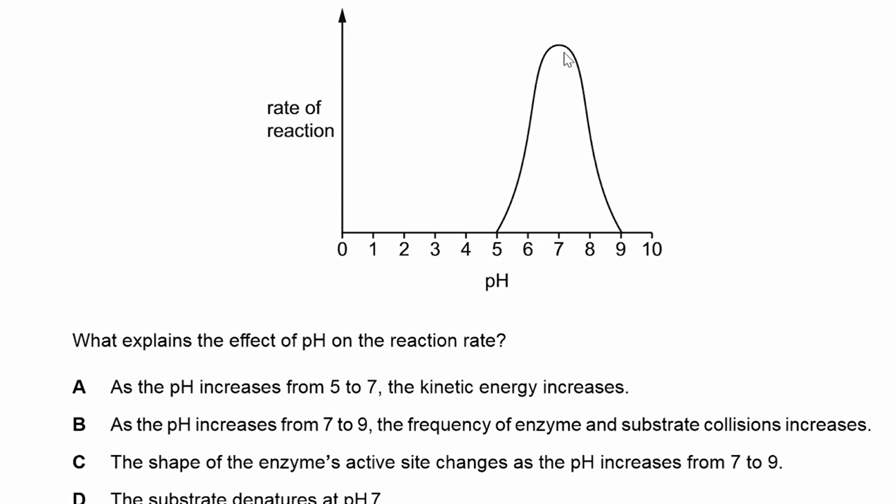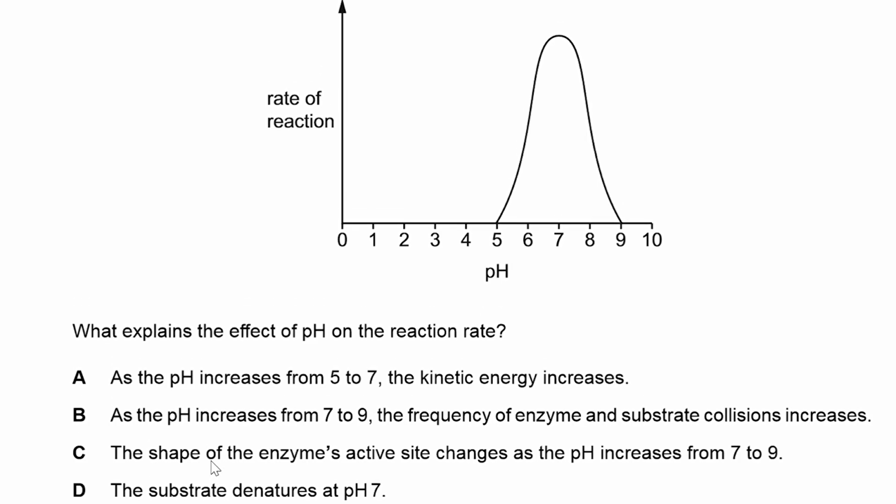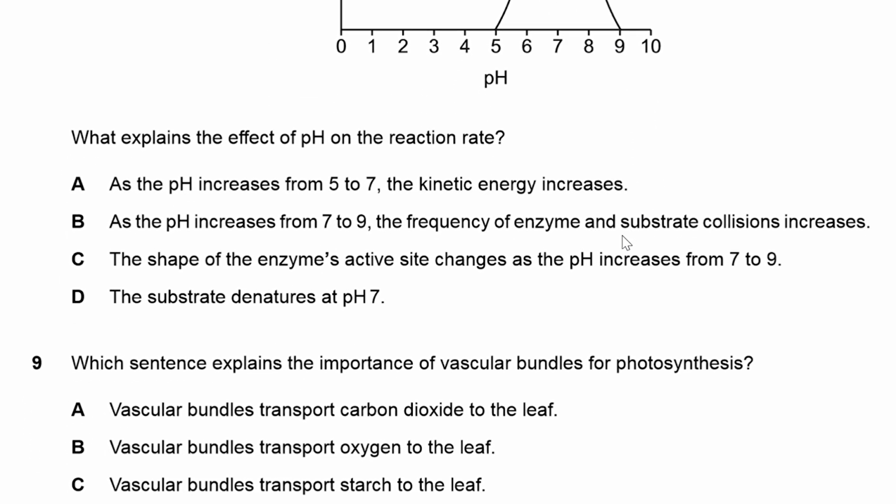Okay, as the pH increases from 5 to 7, kinetic energy increases. As pH increases from 7 to 9, the frequency of enzyme substrate collision increases. The shape of the enzyme's active site changes as the pH increases from 7 to 9. Alright, so as the pH is increasing, the shape of the enzyme active site is also changing. That's why we can see there's a fall in rate of reaction as the pH is increasing from pH 7 to pH 9. So for there, we'll choose C.